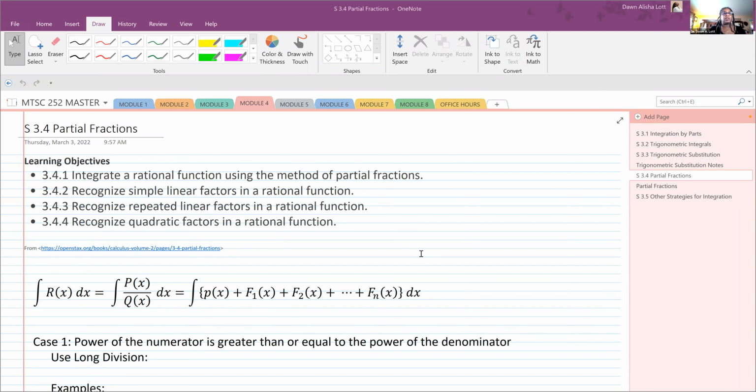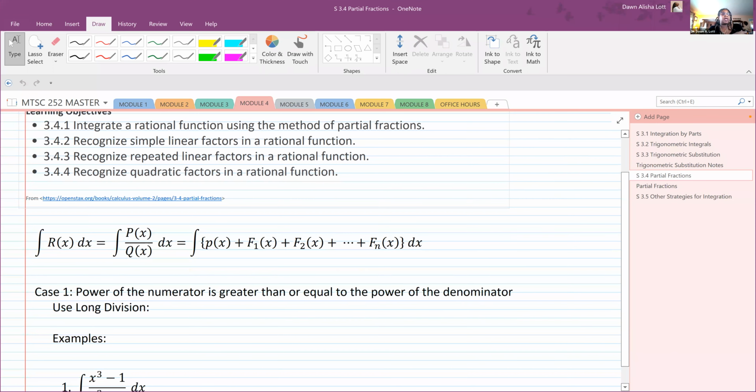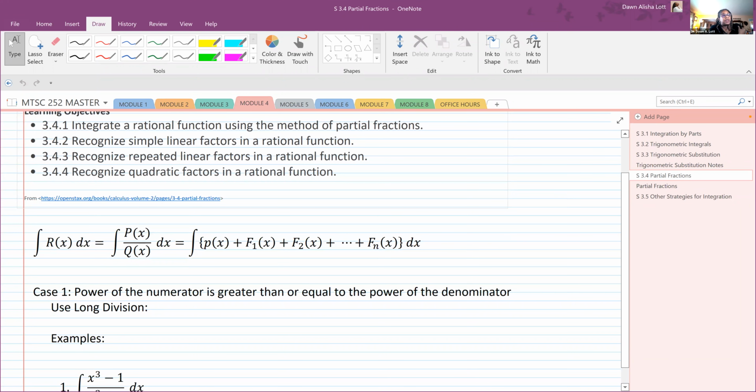Okay, so let's start off with the fact that we have an integral of a rational function. That is, it's the integral of one polynomial p of x over another polynomial q of x. And our goal is to write it as a simple polynomial p of x with repeated fractional parts. And those repeated fractional parts are like f1, f2, all the way up to however many there are. Okay, so there are two cases.